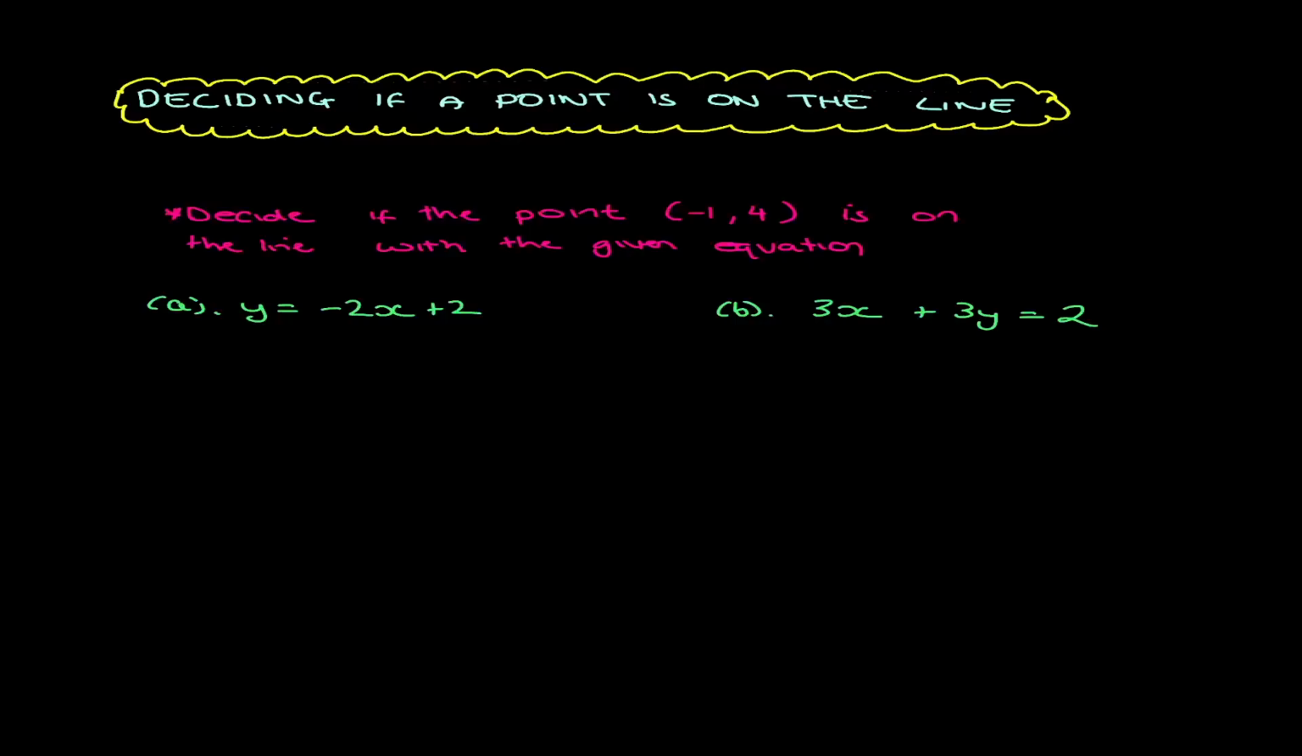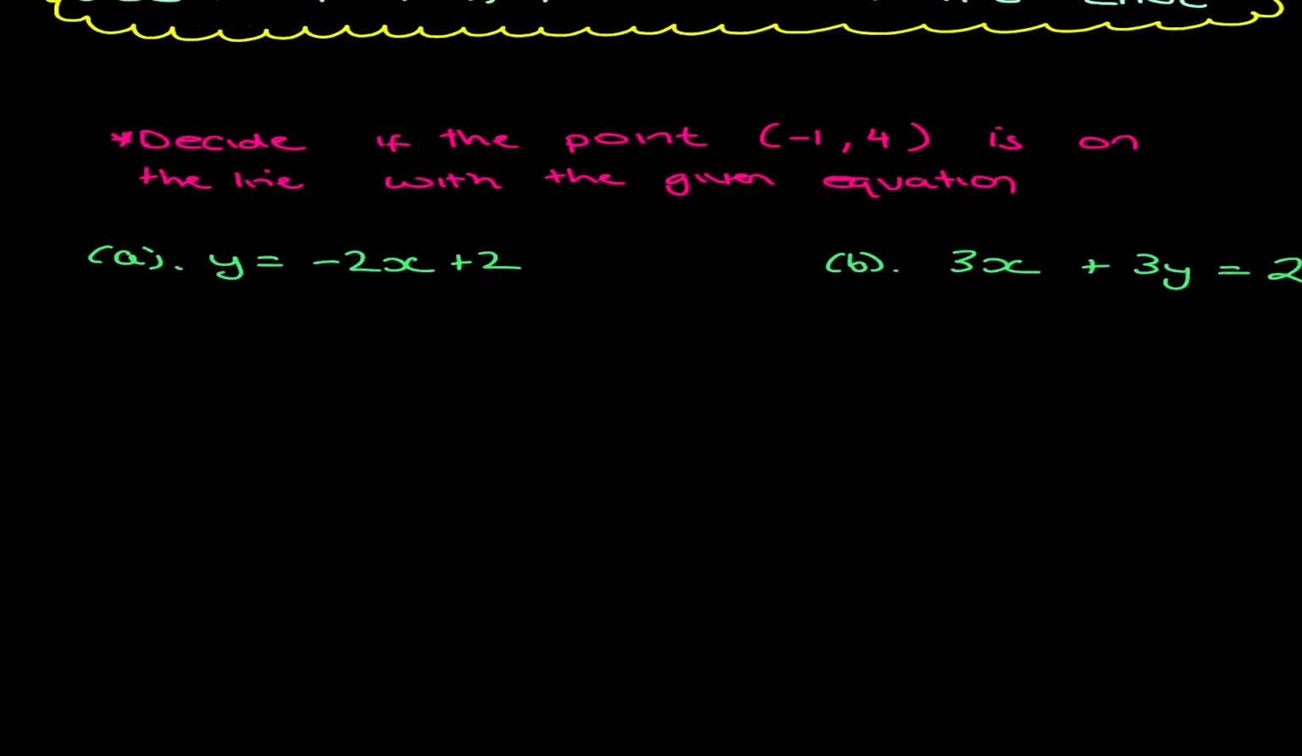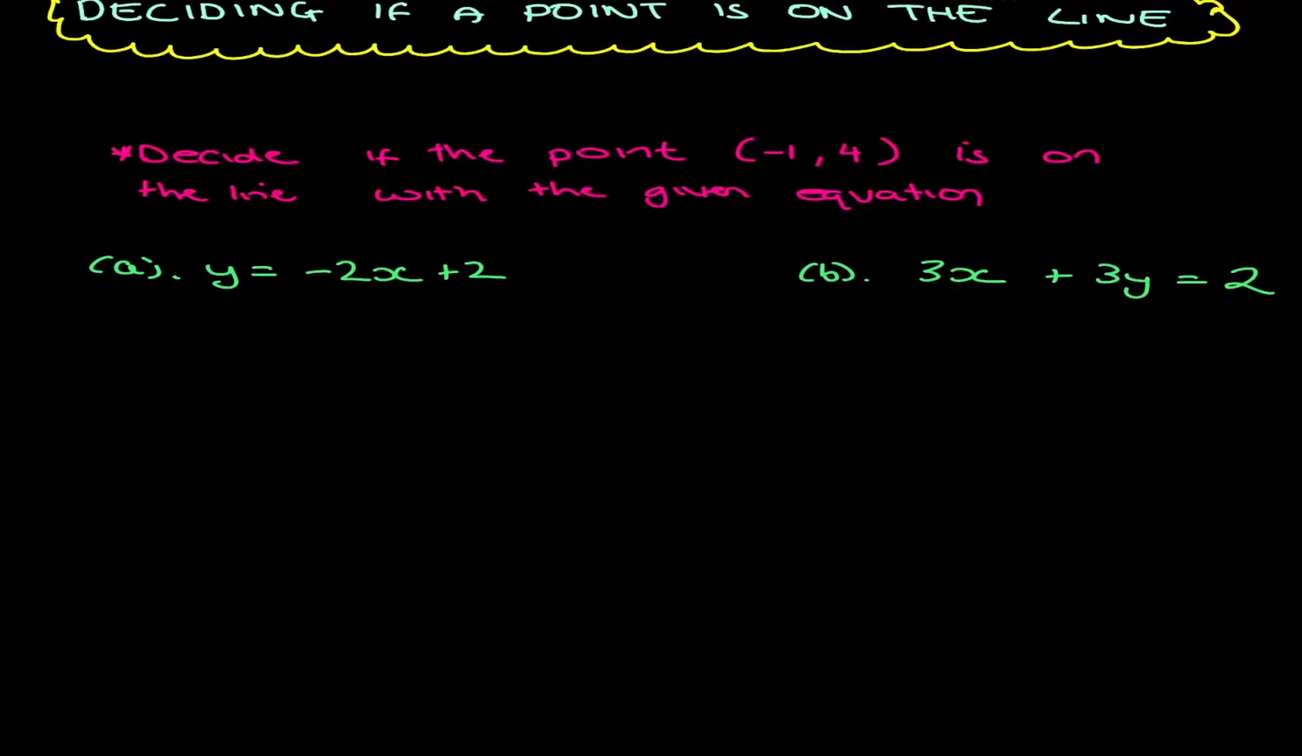Today we're going to learn how to figure out if a point is on a line. So let's have a look at this question. I want you to tell me if the point -1, 4 is on the following lines. So let's do this together.